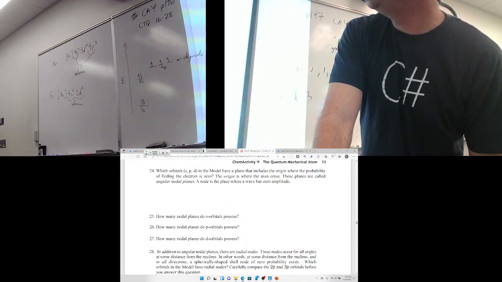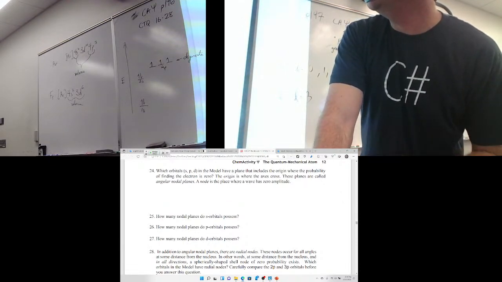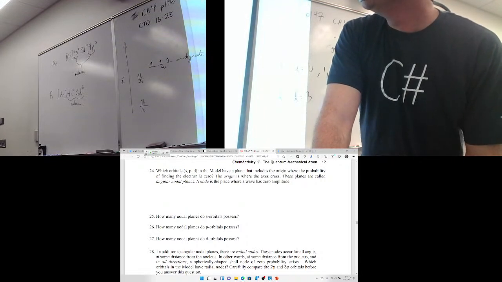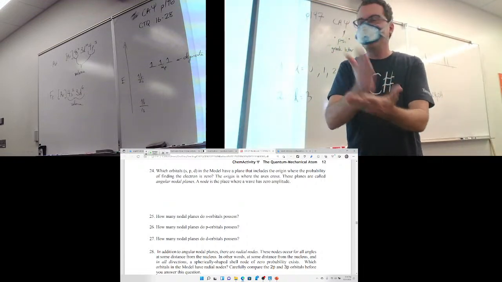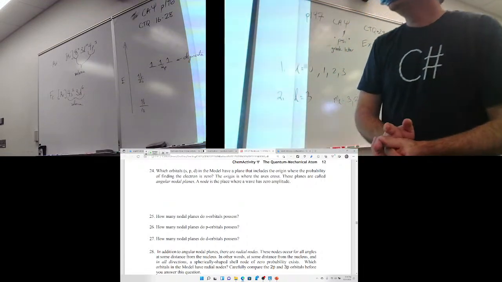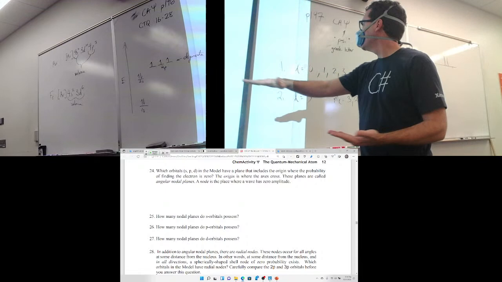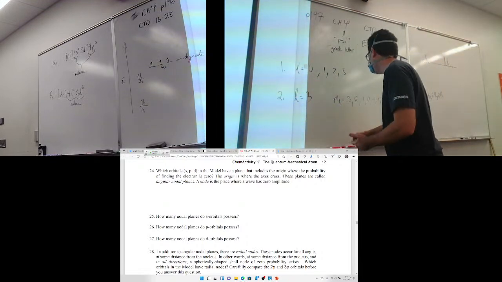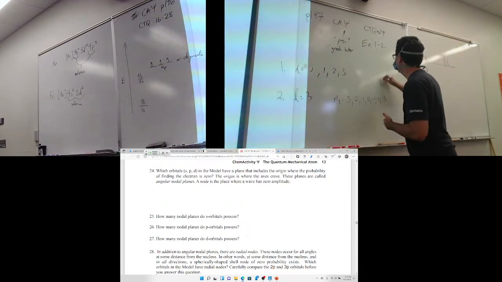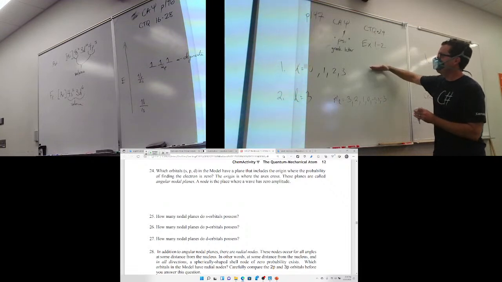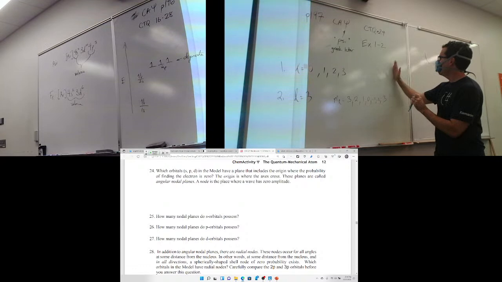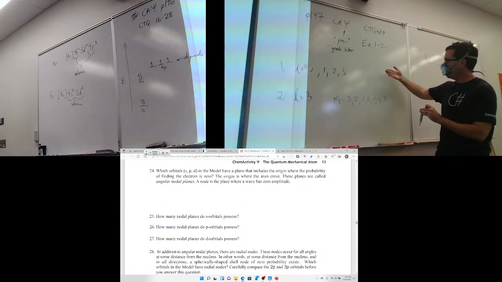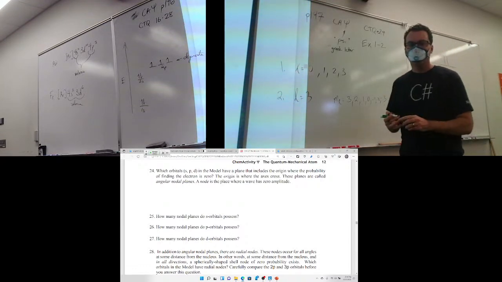How many nodal planes do S orbitals possess? 0. Okay, no nodal planes that go through the origin. P orbitals have 1. Right? If I draw any p orbital, you can count the 1. So there's the one that goes through right there. If I draw it this way, there's the one that goes through this way. And the one that goes in and out of the board, the board is the nodal plane.